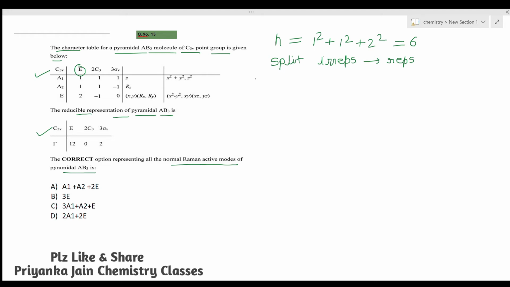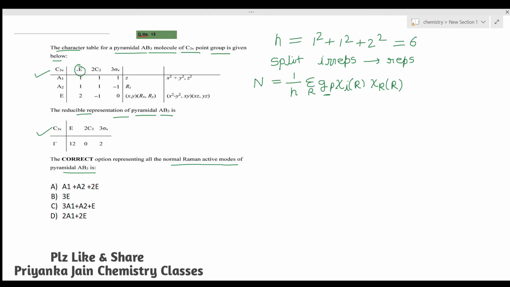And what is the formula for this? The formula is: n equals 1 upon h, summation of g_p times chi_IR times chi_RR. What does it mean? The 1 upon h is the order of the group. g_p means the number of operations.